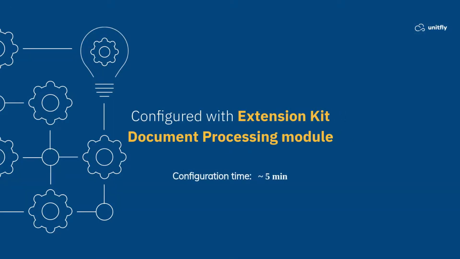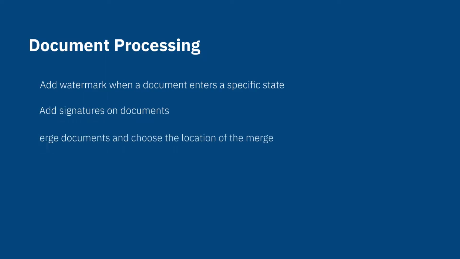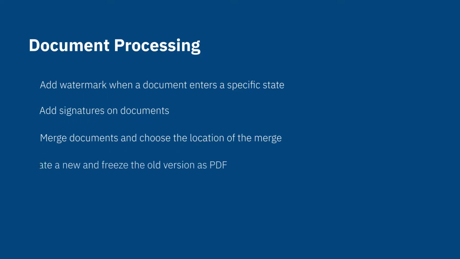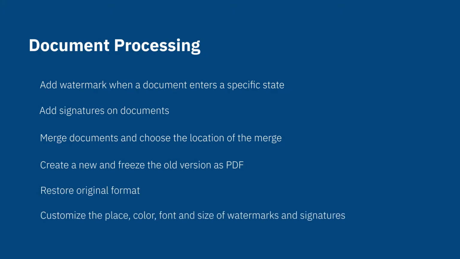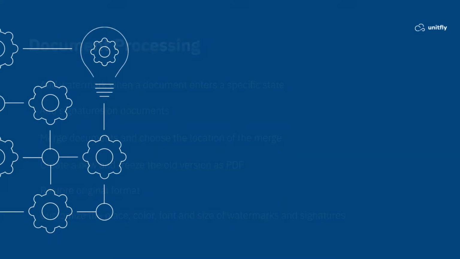This use case is configured using Extension Kit Document Processing module. With document processing, you can add watermark and signatures on documents, merge documents and choose the location of the merge, create new and freeze the old version as PDF, as well as restore the original. Also, document processing allows you to customize the place, color, font and size of watermarks and signatures.